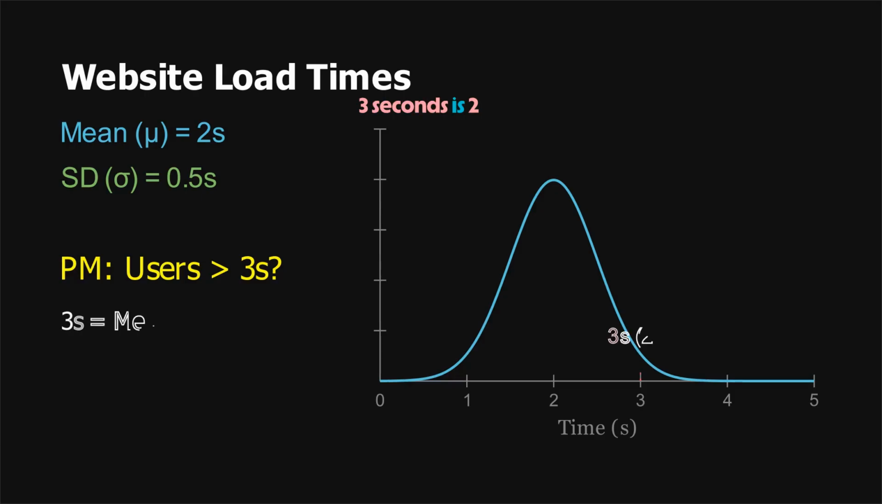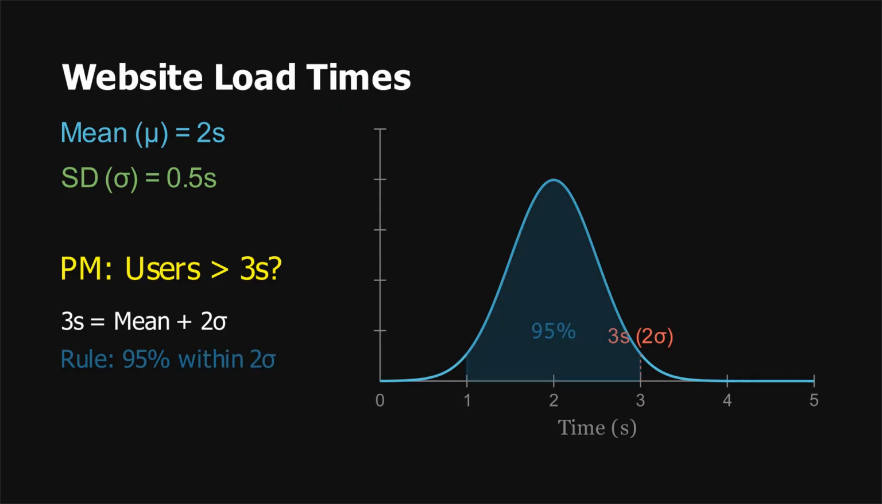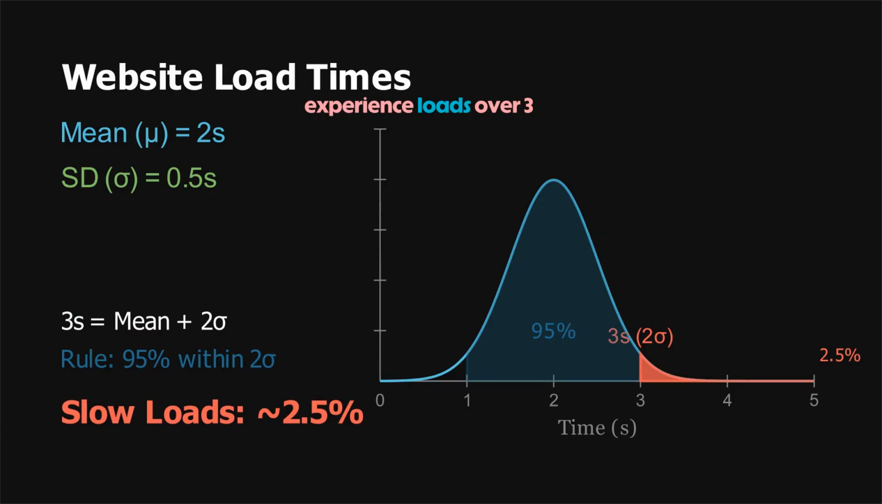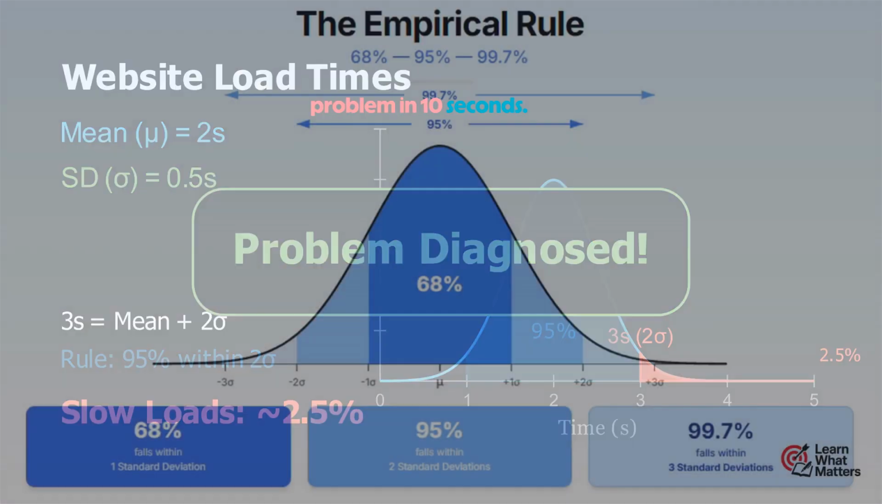3 seconds is 2 standard deviations above the mean. Using the rule, 95% of users are within 2 SD, so about 2.5% experience loads over 3 seconds. You just diagnosed the problem in 10 seconds.